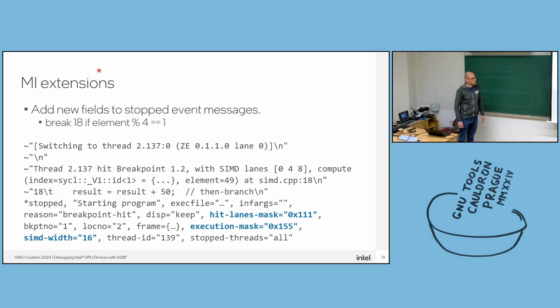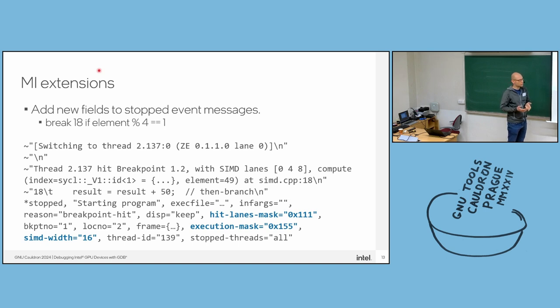When there is a stop event, we added three new fields. What is the SIMD width? What is the execution mask? The execution mask is used in order to understand the active and inactive lanes, and the hit lanes mask. These are the lanes mask for the lanes for which the breakpoint was hit.